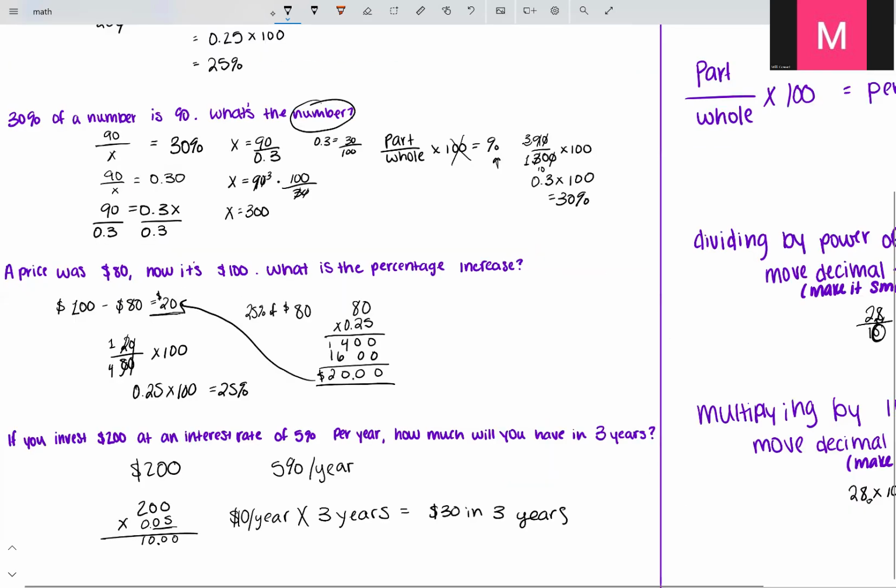But it does want to know how much will we have total. So we're going to add this. Plus 30. So we'll have $230 in 3 years.